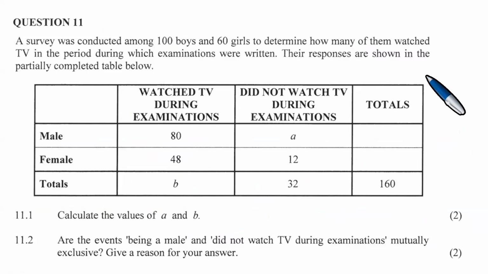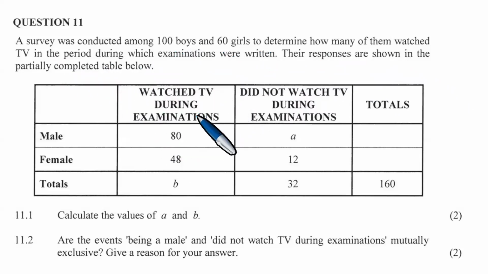Now, let us look at this particular question here. This particular question is about a survey. A survey was conducted amongst 100 boys and 60 girls to determine how many of them watched TV in the period during which examinations were written. So there are some of the students that were watching TV when the examinations were written. Their responses are shown in the partially completed table below.